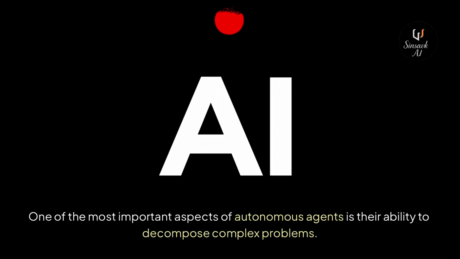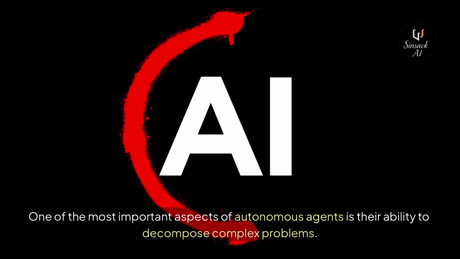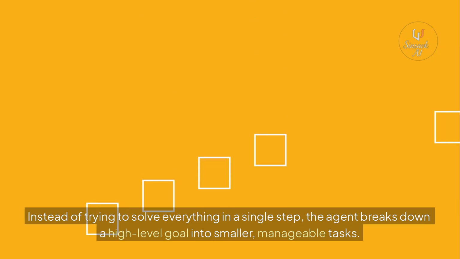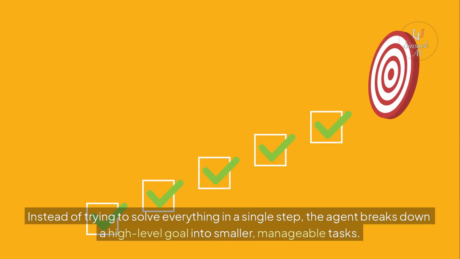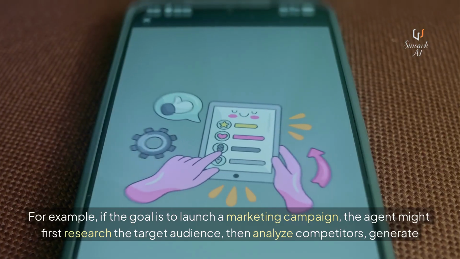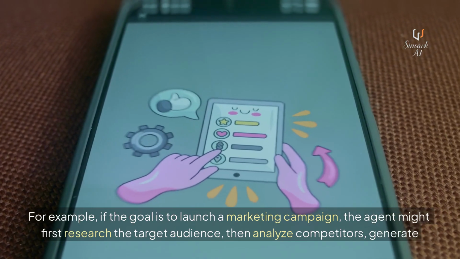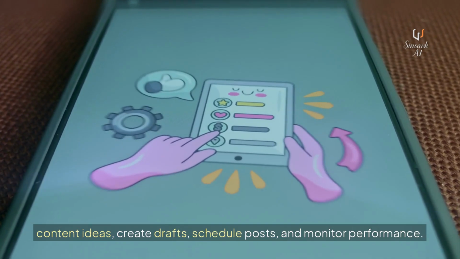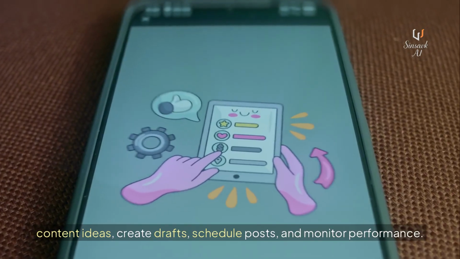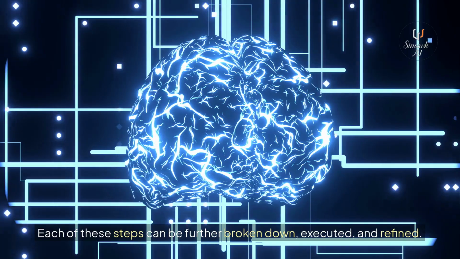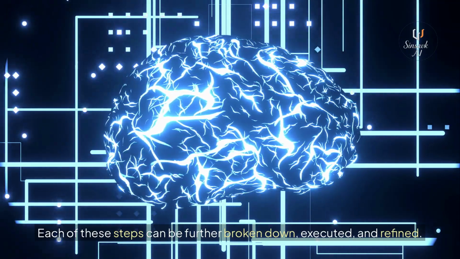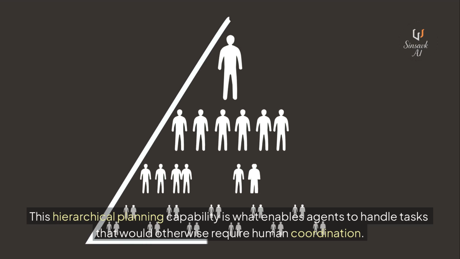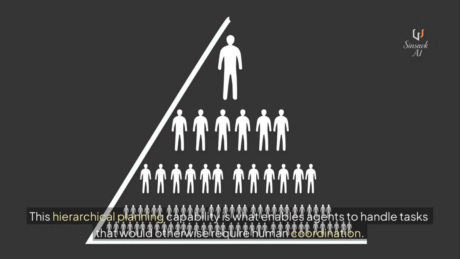One of the most important aspects of autonomous agents is their ability to decompose complex problems. Instead of trying to solve everything in a single step, the agent breaks down a high-level goal into smaller, manageable tasks. For example, if the goal is to launch a marketing campaign, the agent might first research the target audience, then analyze competitors, generate content ideas, create drafts, schedule posts, and monitor performance. Each of these steps can be further broken down, executed, and refined. This hierarchical planning capability is what enables agents to handle tasks that would otherwise require human coordination.